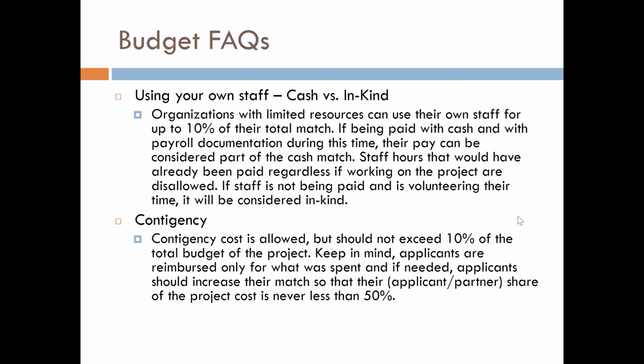We also have room for contingency. Contingencies are used in case you have inflation or the budget goes up. Just something to keep in mind in case you need to increase your budget a little bit. These costs are allowed, but they should never exceed 10% of the total budget on the project. Also, if you do include a contingency, make sure that the match is increased so the share of the project cost is never less than 50% for that applicant partner combination.